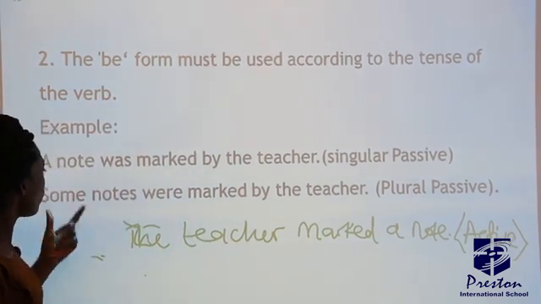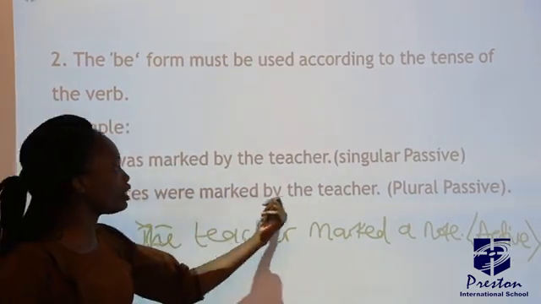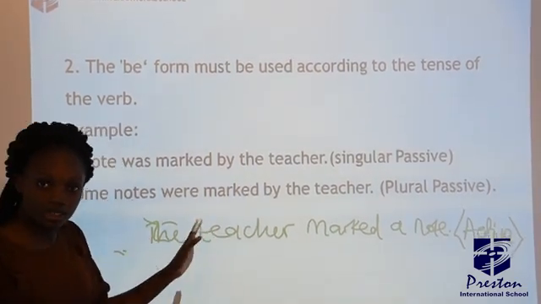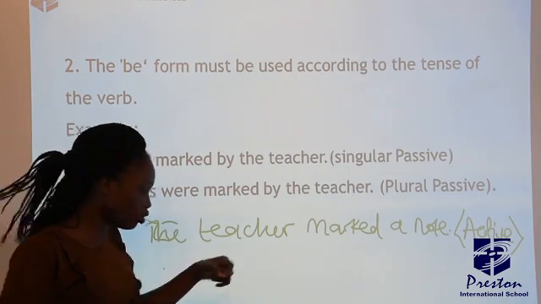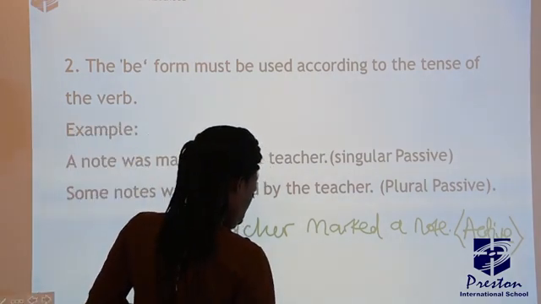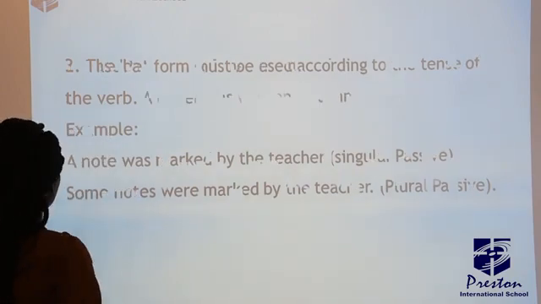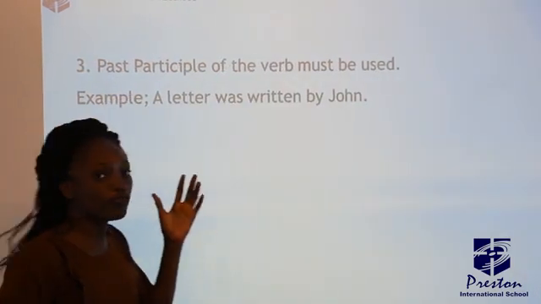And for this one, you have some notes were marked by the teacher. So this one is plural. It means that it is more than one note that was marked. So you have to take note of your object and then the verb. The next thing, the last one, the past participle of the verb must be used.